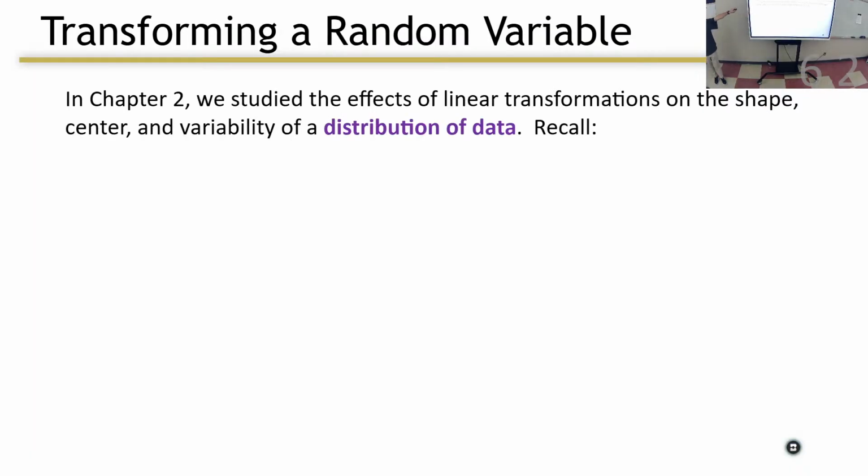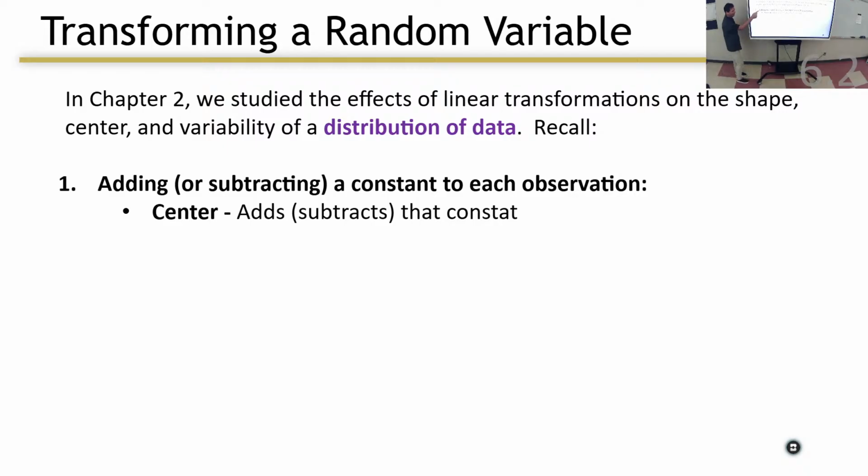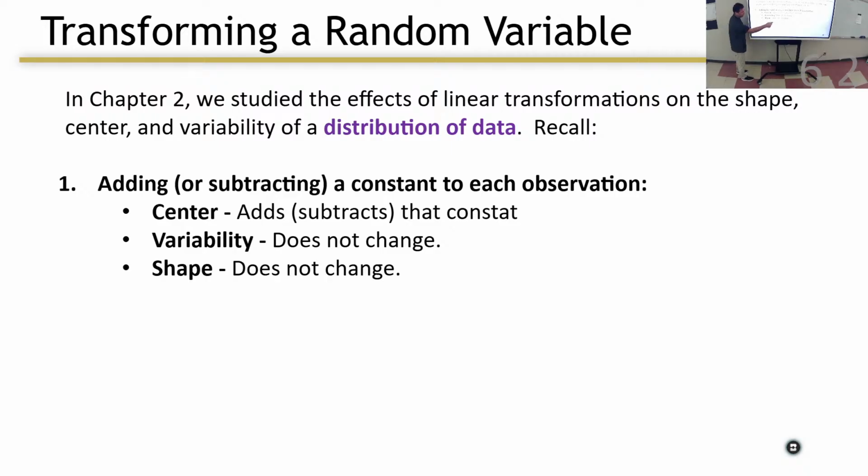Okay? So here we go. Transforming a random variable. In chapter 2, we studied the effects of linear transformations on the shape, center, and variability of data. Remember, adding or subtracting a constant to every piece of data adds or subtracts that constant to the center. So adding or subtracting a constant to every observation changed the center by that same amount. However, the variability did not change, and the shape did not change.